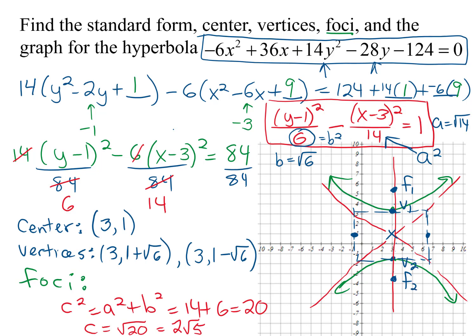and that is my other focus. To list these foci, we're leaving the x value the same. We're starting at the center y value of 1, and we're adding 2 square roots of 5 to get to the first focus, and then same x, starting at the y value of 1, and we're subtracting 2 square roots of 5 to get to the second focus.